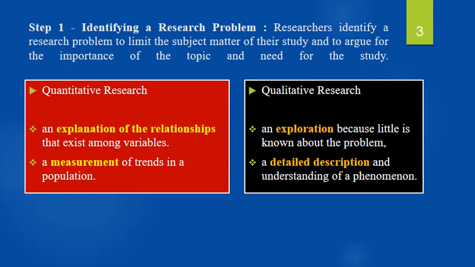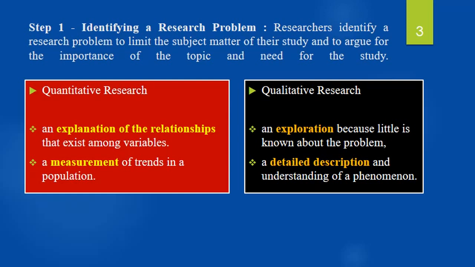Now, in quantitative research, the research problem tends to call for an explanation of the relationships that exist among variables and also a measurement of trends in a population. But in qualitative research, the research problem tends to call for an exploration. That is important. Exploration, because little is known about the problem, and also a detailed description and understanding of a particular phenomenon.